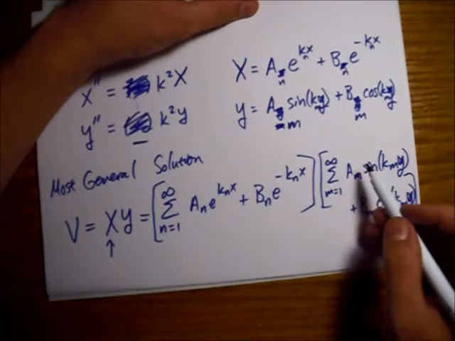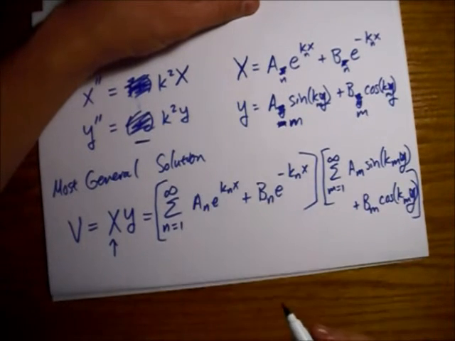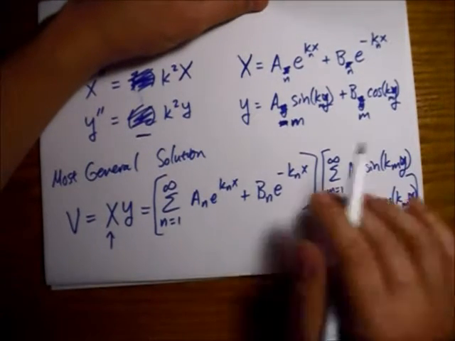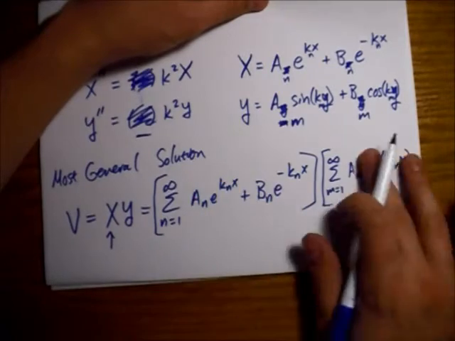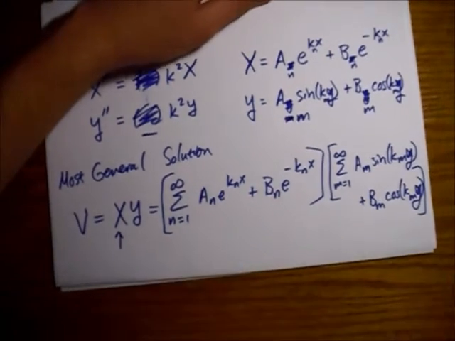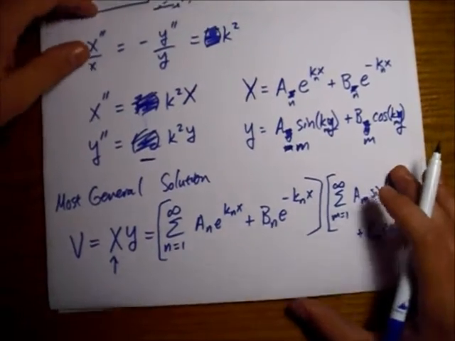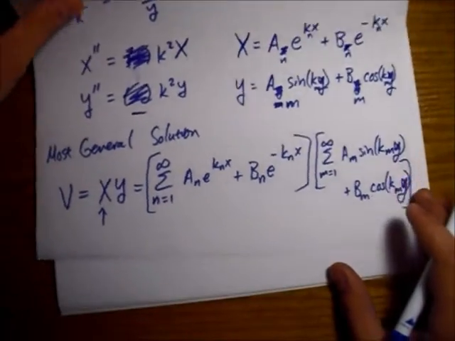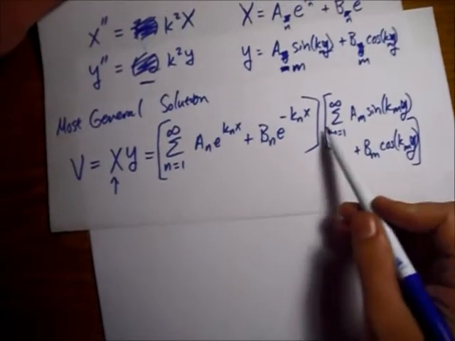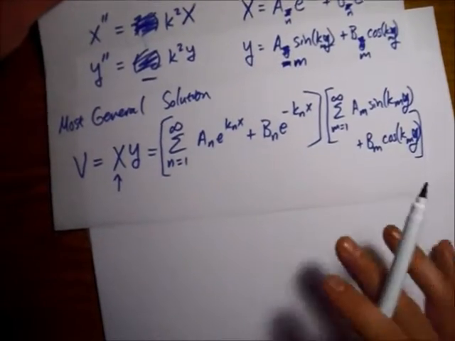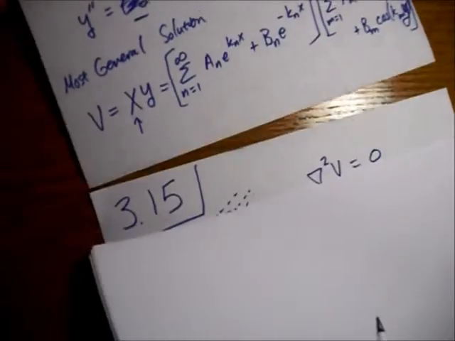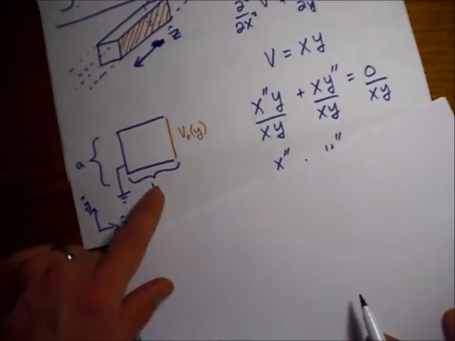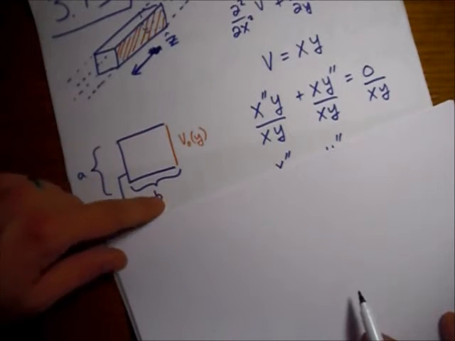So here's our y part, here's our x part, and all this infinite sum multiplied by this infinite sum gives us our most general solution. But we can do better than that because we have our boundary conditions. So now we're going to start plugging in boundary conditions, and we'll see that a lot of these coefficients and things will start going to 0, which is nice. That's what we want. So first, let's go ahead and look at the y direction.